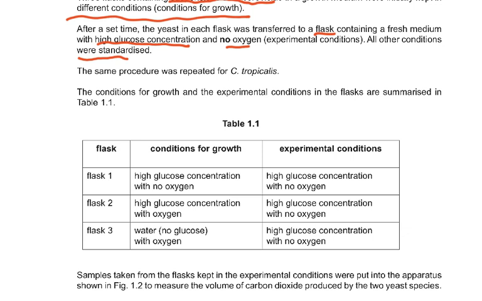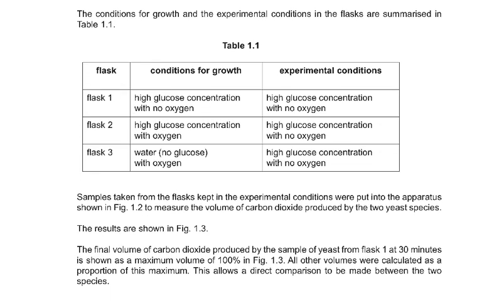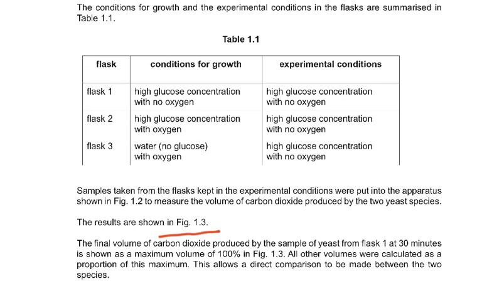Now, samples taken from the flask kept in the experimental conditions were put into the apparatus shown in figure 1.2 to measure the volume of carbon dioxide produced by the two yeast species. The results are shown in figure 1.3. The final volume of carbon dioxide produced by the sample of yeast from flask 1 at 30 minutes is shown as the maximum volume of 100%. In figure 1.3, all other volumes were calculated as a proportion of the maximum. This allows a direct comparison to be made between the two species.